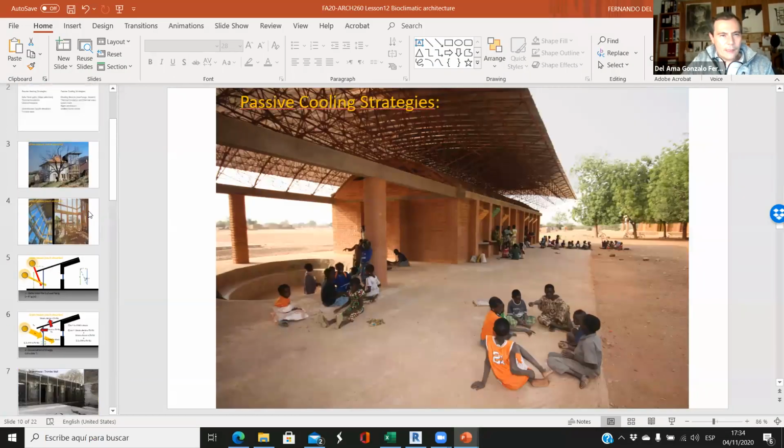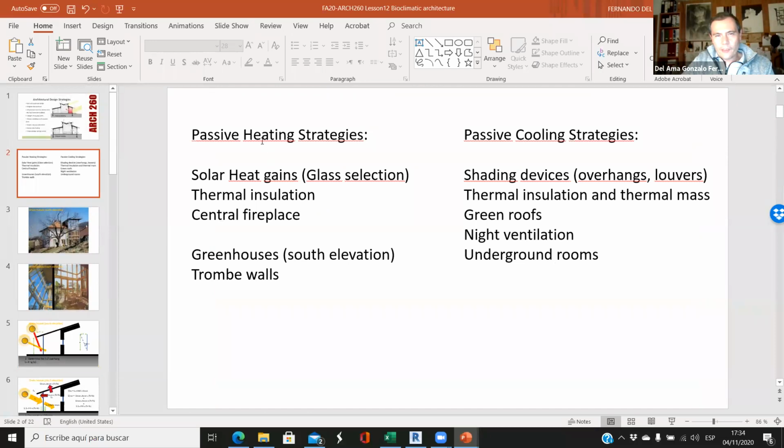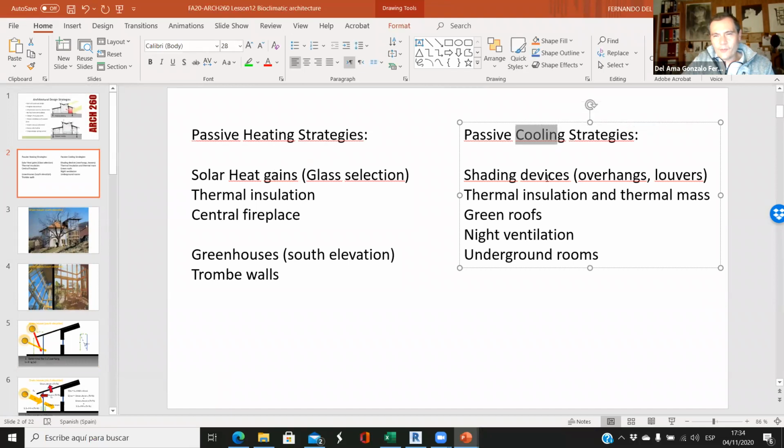And then we have, this is for heating strategies, passive heating strategies. We have cooling strategies. So in cooling strategies, what do we need? We need shade. So we need shading devices, overhangs, louvers, whatever. Now sun is the enemy because we have a lot of solar radiation and it's hot outside. So we need to prevent the sun from entering the building. We can use thermal insulation for sure, but we have to add thermal mass.